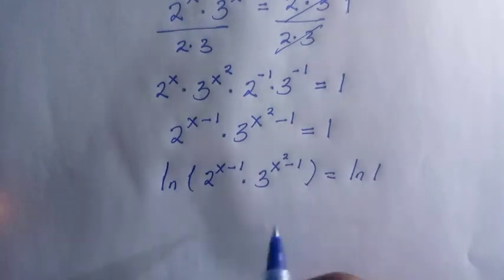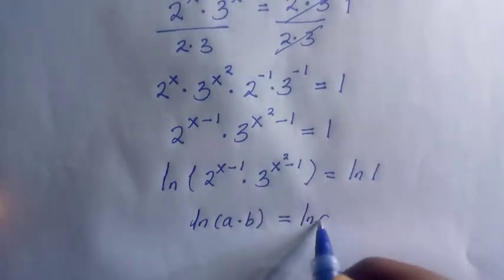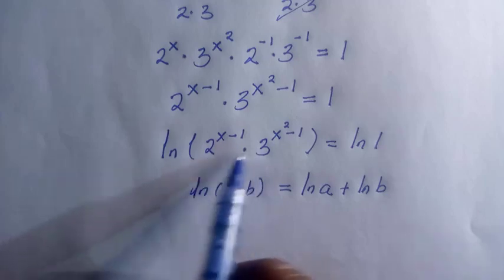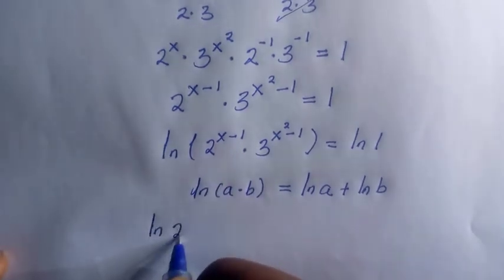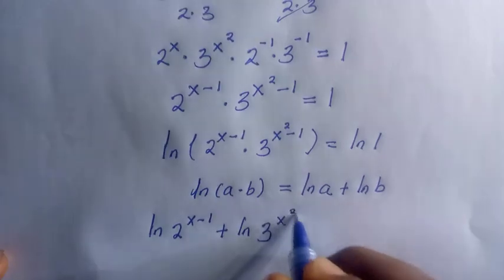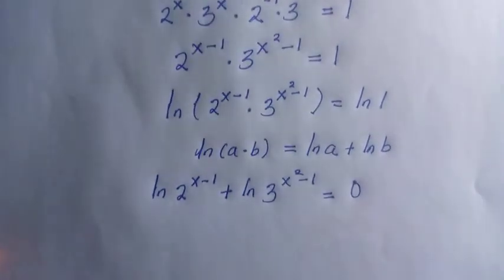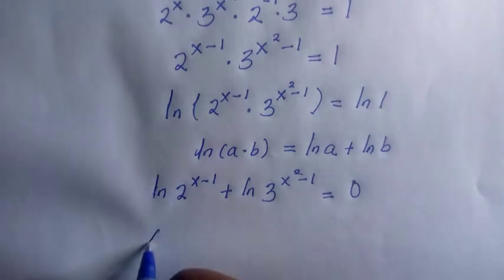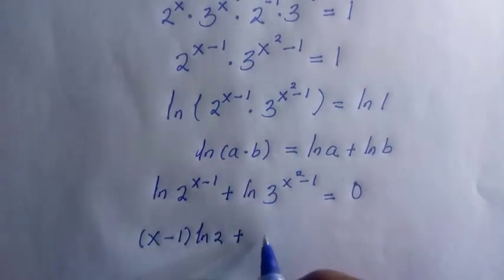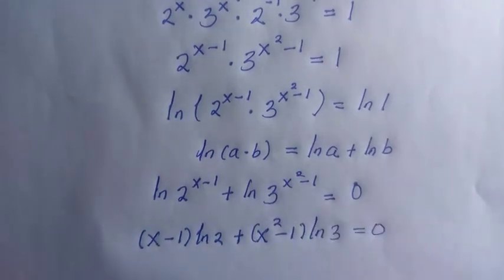By the properties of logarithm, ln of a multiplied by b is written as ln a plus ln b. Let's apply it at this stage. We have ln 2 to the power of x minus 1 plus ln of 3 to the power of x squared minus 1 equals, and ln 1 is 0. Then by taking the power down, we have x minus 1 in parentheses ln 2 plus x squared minus 1 in parentheses ln 3 equals 0.